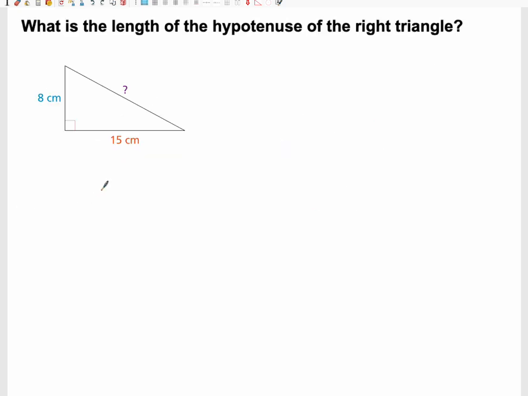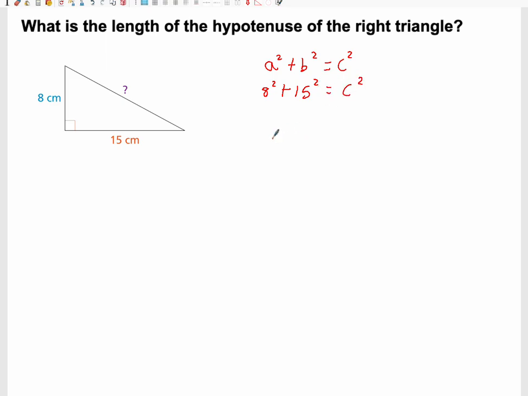Not tomorrow. What is the length of the hypotenuse of the right triangle? We also can use the Pythagorean theorem to find the missing lengths of various right triangles. If we know it's a right triangle, the Pythagorean theorem will work. And so I know a squared plus b squared has to be equal to c squared. It has to be true. So all I've got to do is 8 squared plus 15 squared, and it's going to equal c squared.